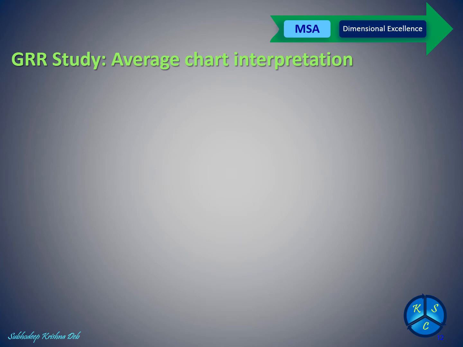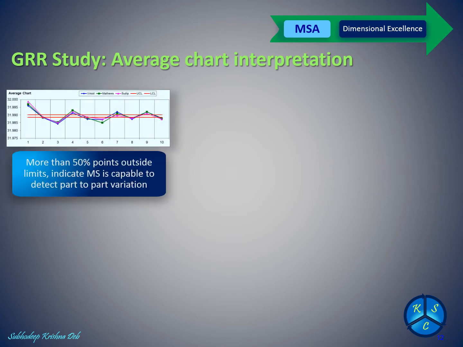Now how to interpret the average chart? As we have seen the interpretation of the range chart, similarly there are cases which come across while doing the average chart. First case is more than 50% points outside the control limits. This indicates the measurement system is capable to detect the part-to-part variation. Here the control limits are so close that a significant share, more than 50% of the readings, should be out of the control limit. This indicates that yes, our measurement system is capable.